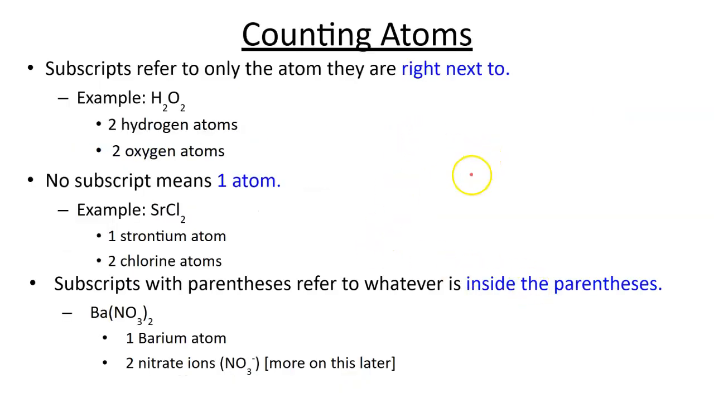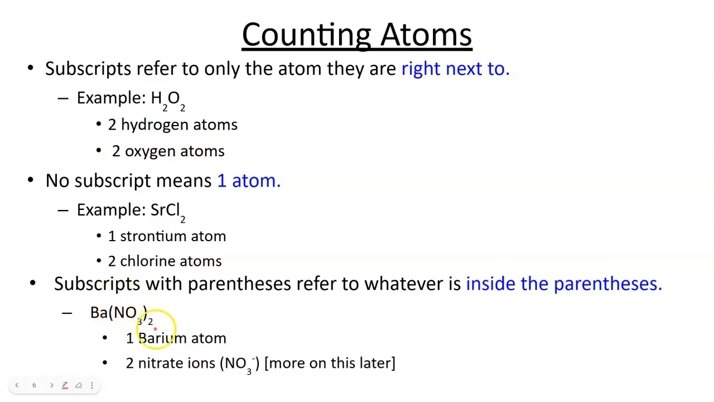Here's some practice illustrating how these subscripts work. So in H2O2, you have two hydrogen atoms. That 2 corresponds to the H, and you have two oxygen atoms. That 2 corresponds with the O. If there is no subscript, just like I was saying before, it means 1. So SrCl2 has one strontium atom and two chlorine atoms.